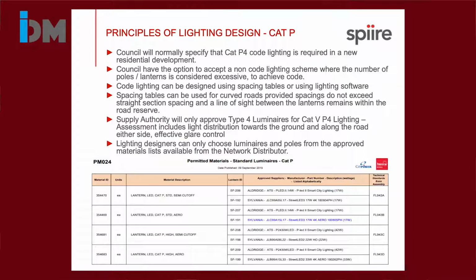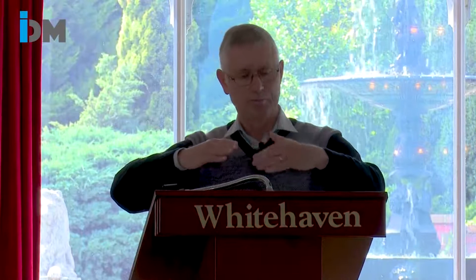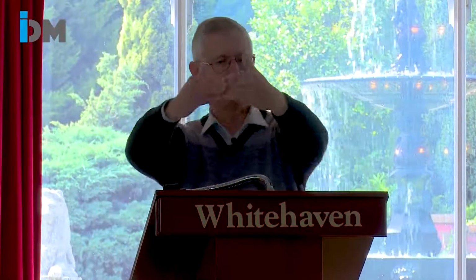The supply authorities typically will only approve Type 4 luminaires. Type 4 luminaires are designed so that with the light output, you'll have perhaps a third of the light coming out the rear of the lantern, a small amount coming out to the rear, given that it's going to be sitting next to the road and it needs to light up the footpath behind it. But it also spreads most of its light along the road, so that the lantern is put on a bracket perpendicular to the road, and the light will spread out along the road and extend to the other side of the road.